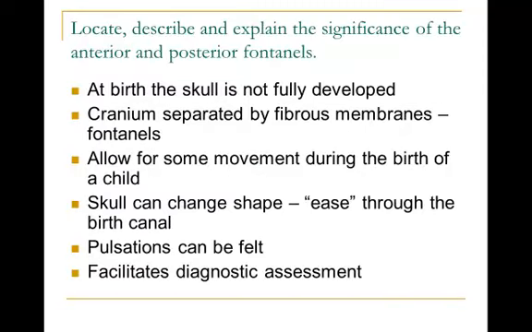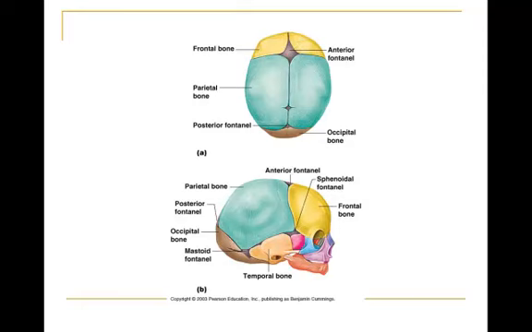Now the other thing we should talk about is fontanelles, and I'm going to go to the picture here. At birth, many of the bones are not fully developed in an infant, and the skull has parts that aren't developed. There are fibrous membranes that connect the bones of the skull, but they leave these sort of soft spots, if you will. The purpose of the fontanelles is to allow for ease, if you will. That's a contradiction in terms, but ease through the birth canal, because it allows some movement.